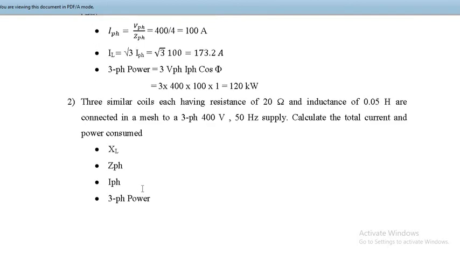Okay, now let us stop here for the time being. This is about the delta connected systems.